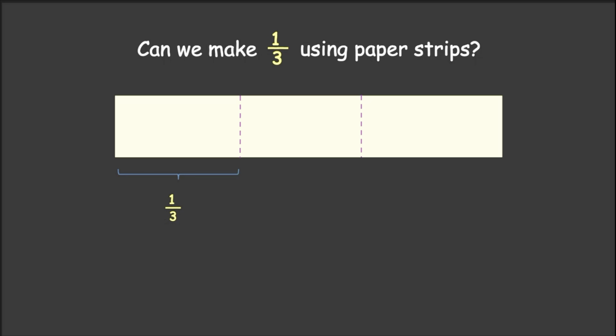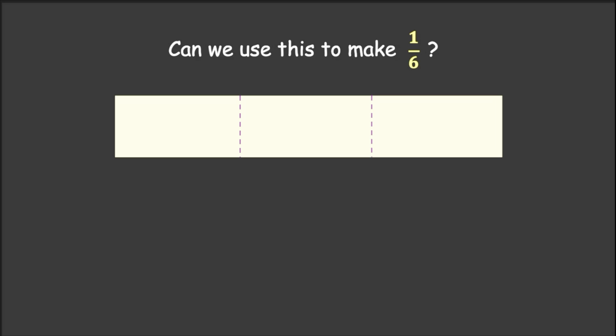Alright, now I have another question. Can we use this to make 1 by 6? Let's see. To make 1 by 6, we can fold each part of the strip into two equal parts again. Or shall I say, let's divide each fractional unit into two equal parts like this. Here, one part is represented by 1 out of total 6 parts, that is 1 by 6.